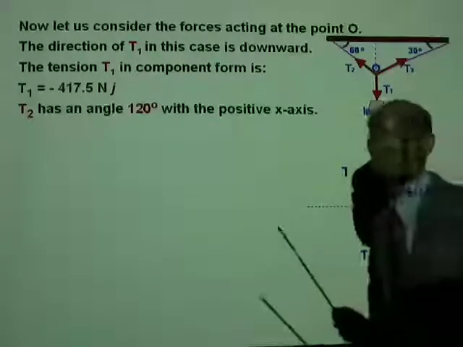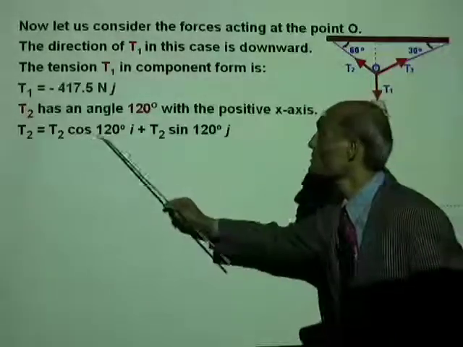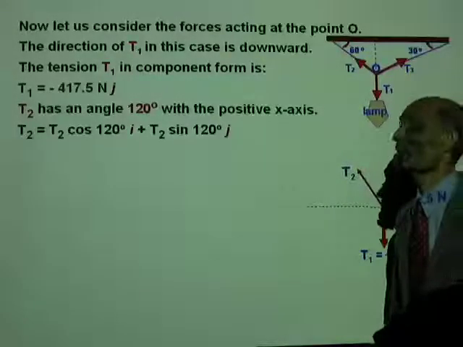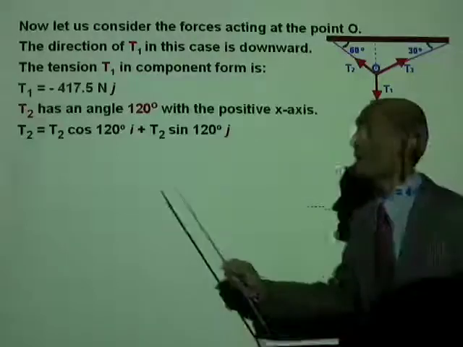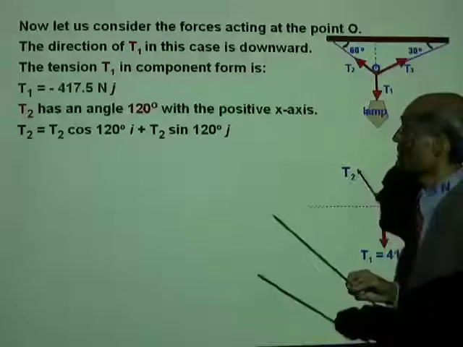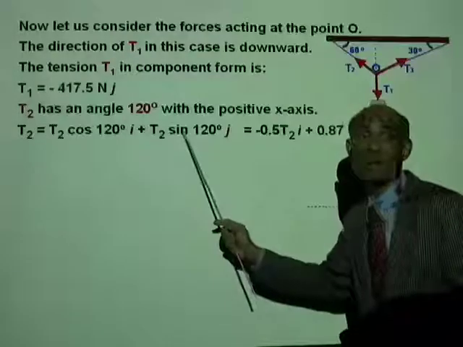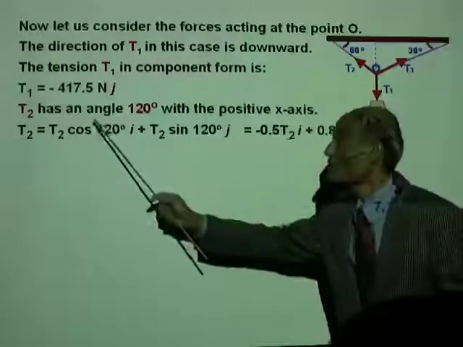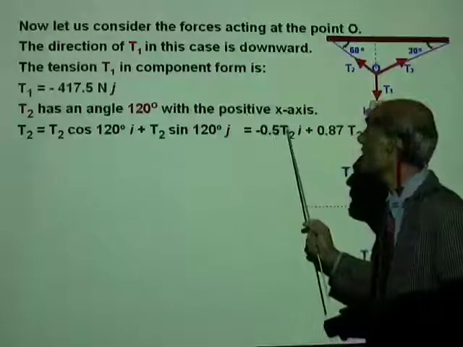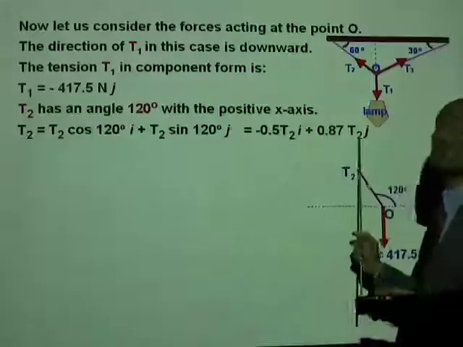Can you write T2 in the component form? Therefore T2 will be T2 cos 120 degrees I plus T2 sine 120 degrees J. The x component of T2 plus the y component of T2. And that will be, using the values of cos 120 and sine 120, you know cos 120 is negative, so that will be negative 0.5 T2 I plus 0.87 T2 J.